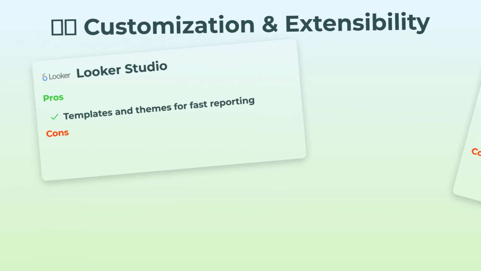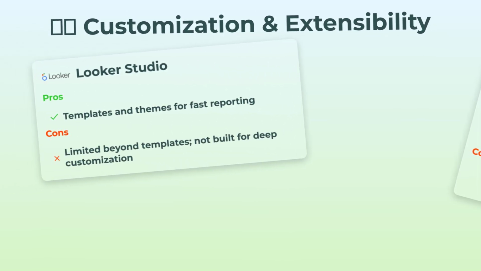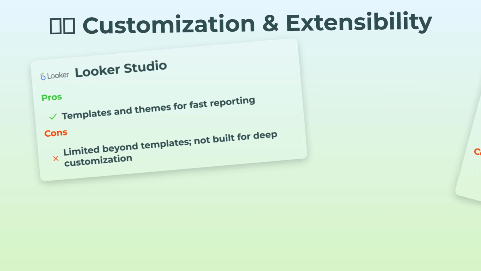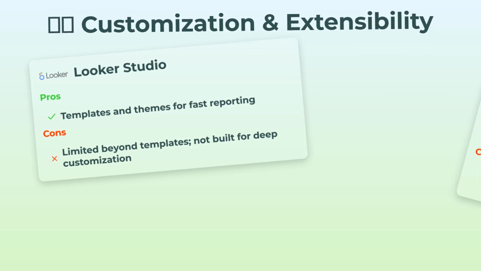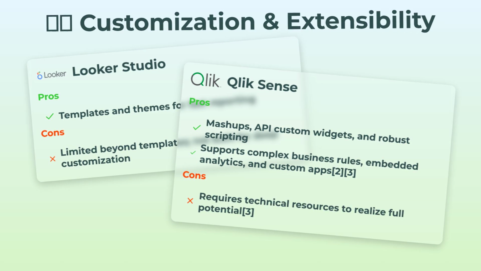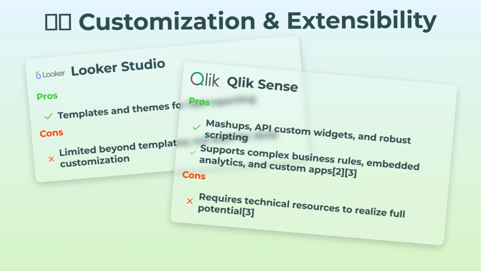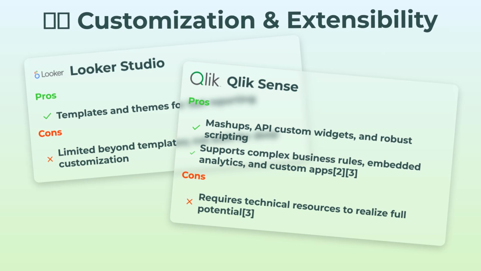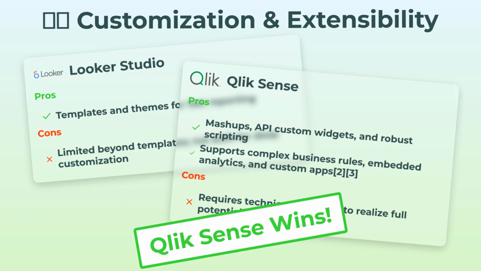Customization and extensibility. Time to break out your coding wizard hat. Looker Studio is kind of basic here. Templates, themes, great for rapid reporting, but that's about it. If you want deep custom vibes, not happening. Qlik Sense is way more ambitious. You basically get mashups, APIs for custom widgets, scripting. You can embed analytics into your apps or unleash wild business logic. You do need developers for all that magic, though. Winner? Qlik Sense for sure.